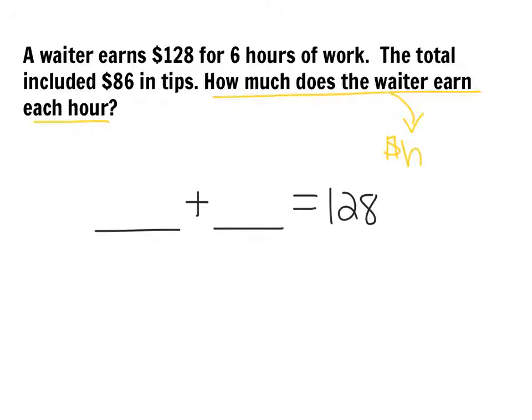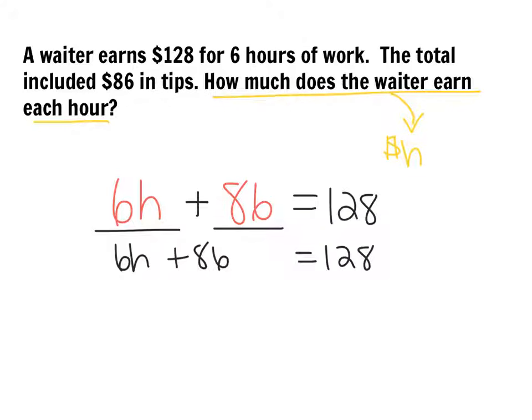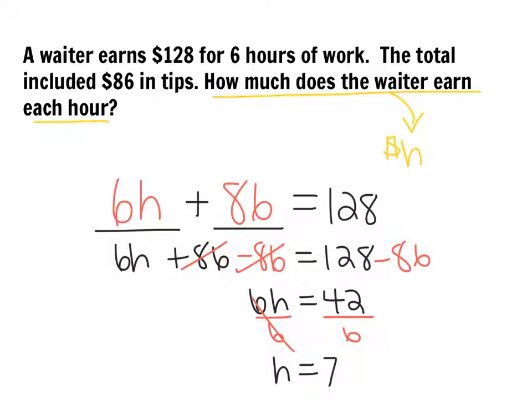I know that the waiter earned a total of $128 for 6 hours of work. And since he gets paid by the hour, we multiply his pay by the hour by 6 to get how much he's going to earn altogether, and then we add the $86 in tips to get a total of $128. Now that we have our equation, it's time to start isolating our variable. I subtract 86 from both sides, and I have 6H equals 42 remaining. I divide both sides by 6, and I get H to equal 7.